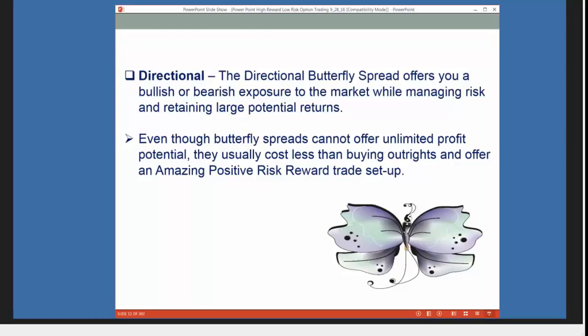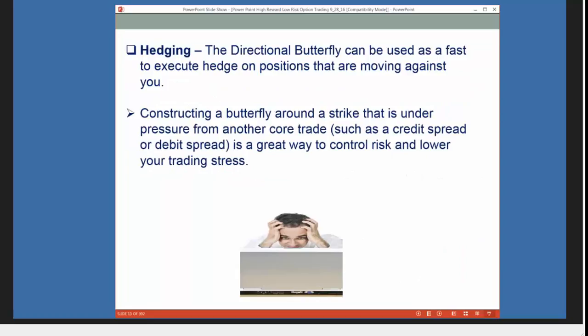Now, even though the butterfly spread cannot offer unlimited profit potential, either upside or downside, they're usually going to cost you a lot less than if you're just buying outright options, outright calls or puts, and offer you an amazing, really positive risk-reward trade setup. They're also the best thing that I've found for hedging.